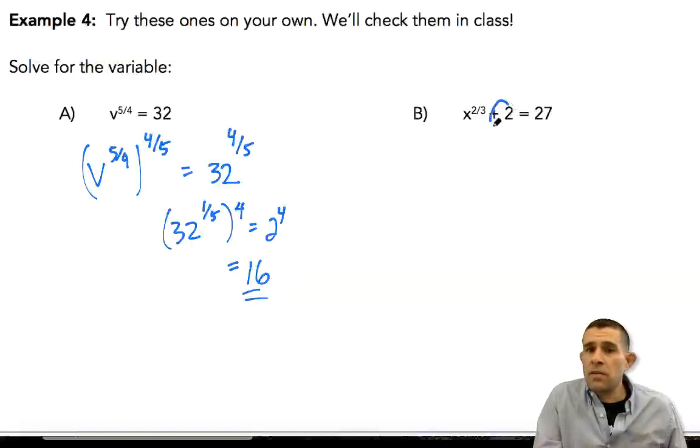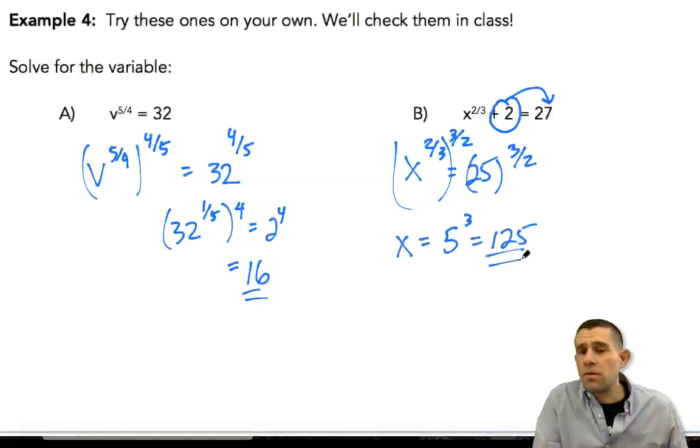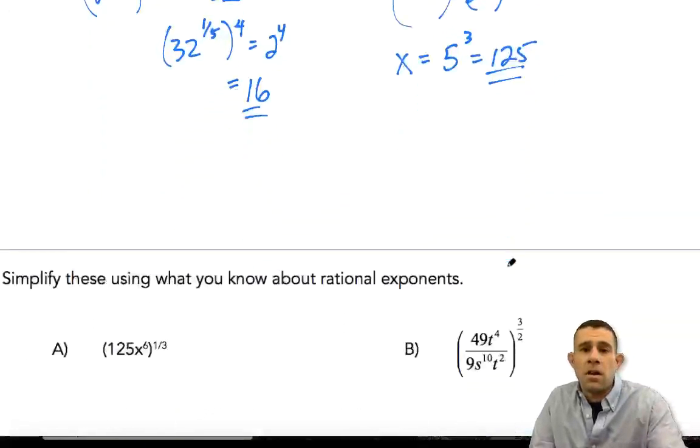Next, we have x to the 2/3 plus 2. We're going to start by subtracting that 2 over. I have x to the 2/3 is now equal to 25. Raise that to the 3/2, which means I need to do the same thing with my 25. So I get x is equal to, this is the square root of 25, which is 5, cubed, and that results in 125. All right.